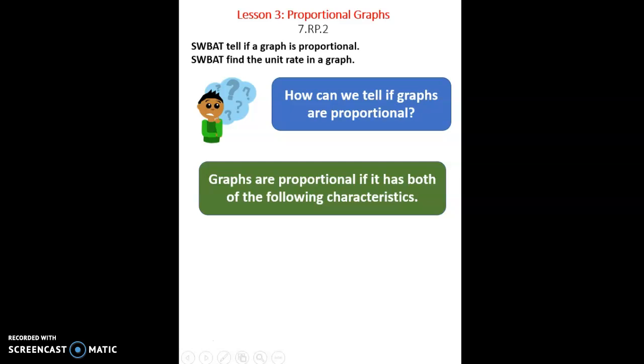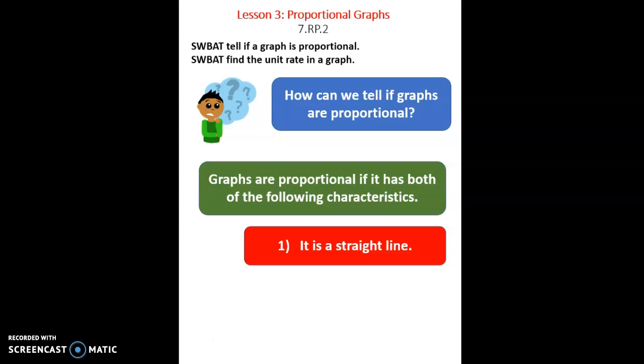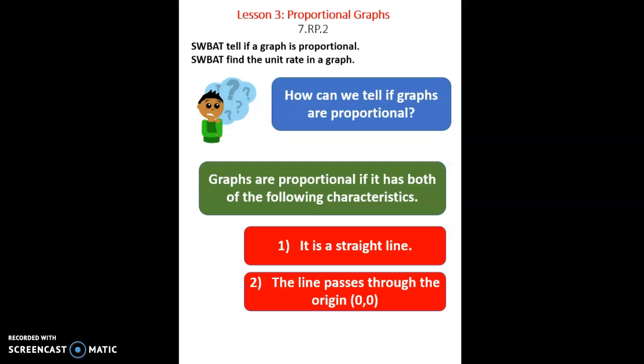Graphs are proportional if they have both of the following characteristics. 1, it's a straight line. 2, the line passes through the origin of the graph, which is 0, 0. Here's a reminder that the x-axis is the horizontal one and the y-axis is the vertical one. And the point where the two axes meet is the origin at 0.